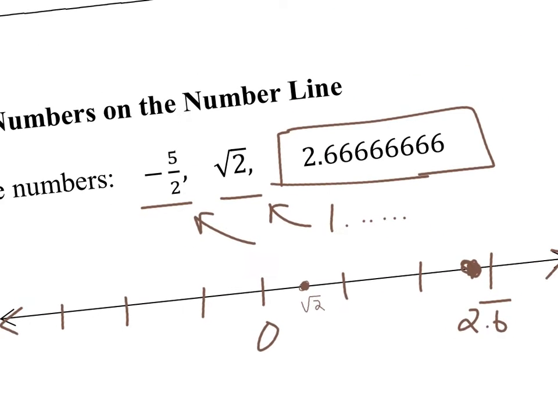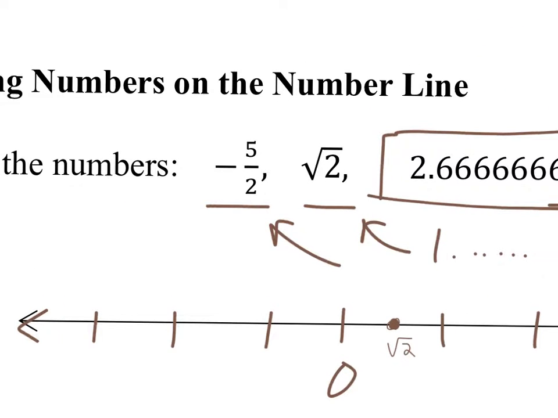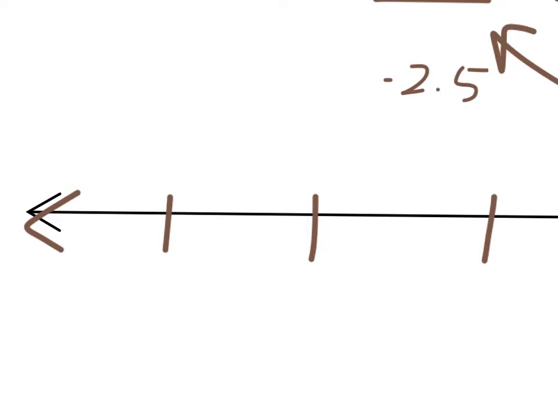Last but not least, negative 5 over 2. Again, if you don't know what that is, get a calculator out and you type it in, and you see that's negative 2.5. Now I know exactly where to put that. Negative 1, negative 2. So negative 2.5 is somewhere right here. May not be exact. We put a full circle in there, and we just label it. Once you label it, you're right. Simple as that.